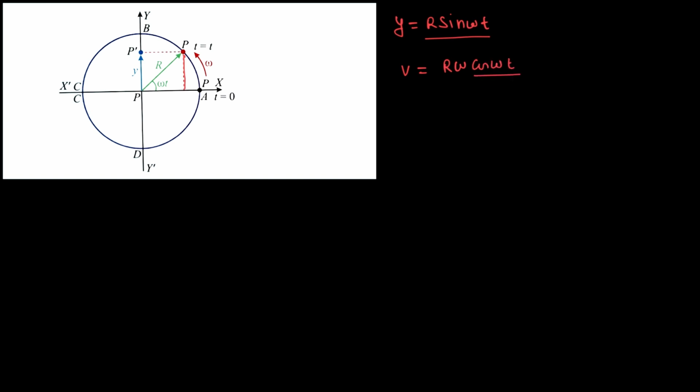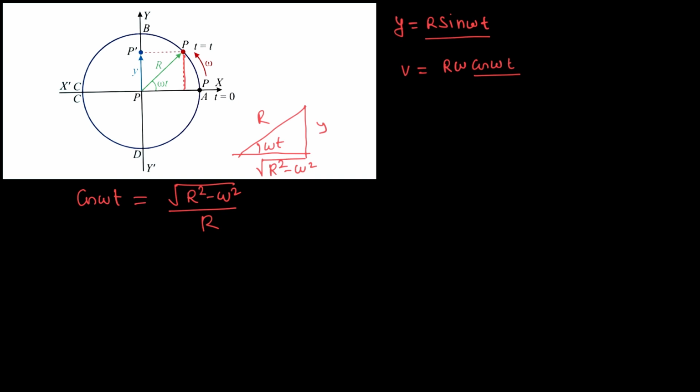How can we convert cos omega t? In place of this cos omega t, what can I write? Sine omega t is y divided by r. If you can see, this will be r square minus y square. So what will be cos omega t from this formula? Cos omega t will be equal to under root r square minus y square divided by r.